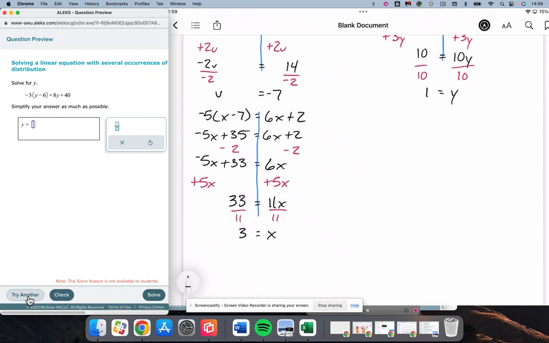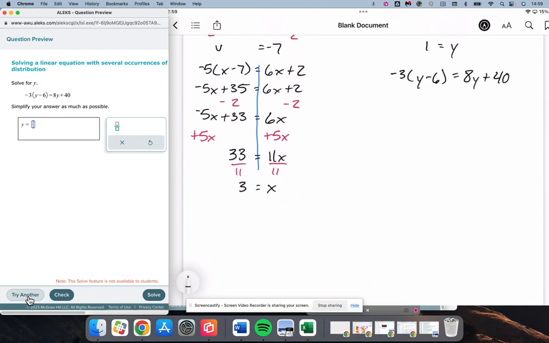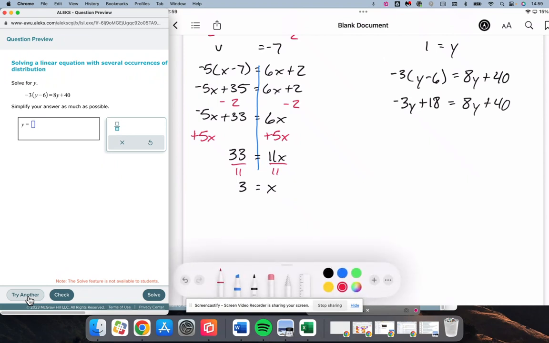We have -3 times y minus 6 is equal to 8y plus 40. Distributive property on the left, negative 3y plus 18 equals 8y plus 40. And so again, we could add 3y, subtract 18, subtract 8y, or subtract 40. I'm going to choose to subtract 18 because it will keep the number positive.